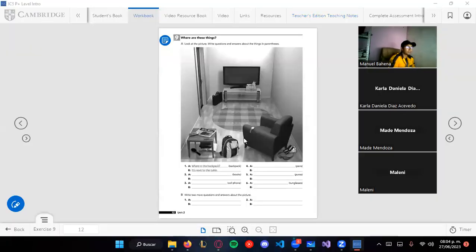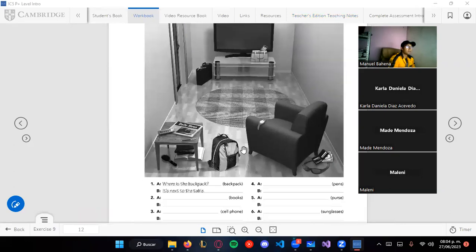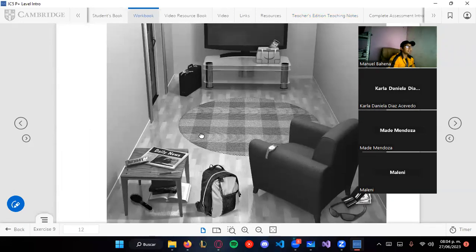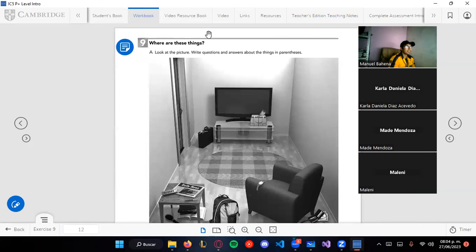Okay, so please open your books, open your workbooks, abran sus workbooks on page 12, en la página 12, please. And we're going to do questions, okay? The title says, where are these things? What does that mean? ¿Qué significa eso? Where are these things? ¿Dónde están las cosas? ¿Dónde están esas cosas? Estas cosas. Yes, Maleni. ¿Dónde están estas cosas? Perfect.